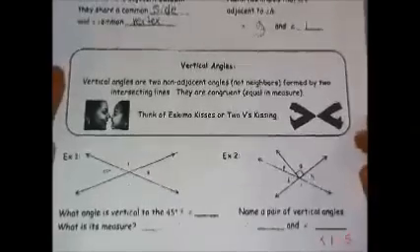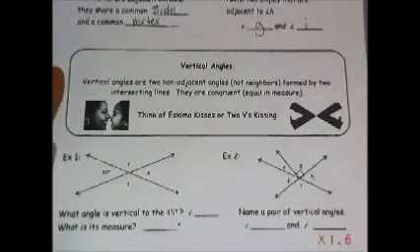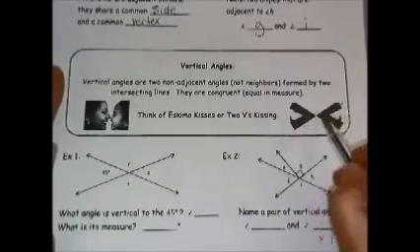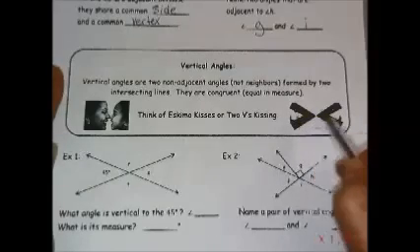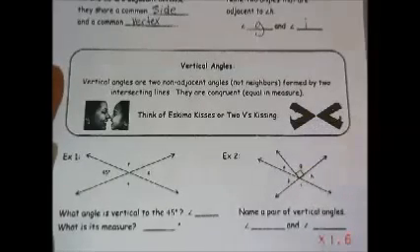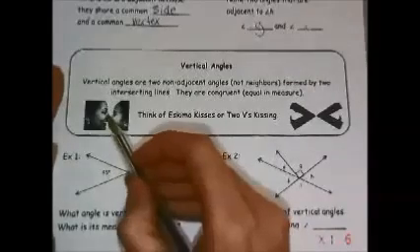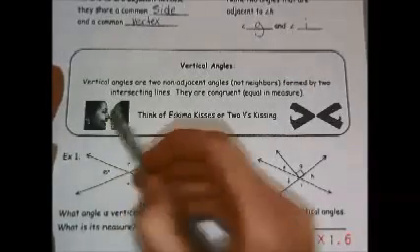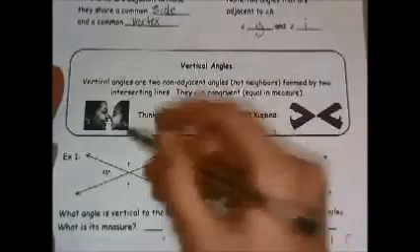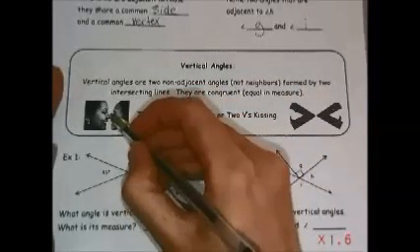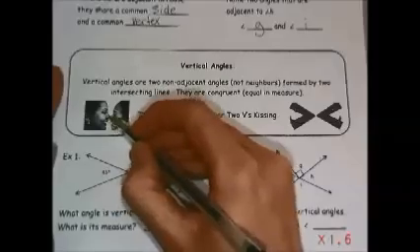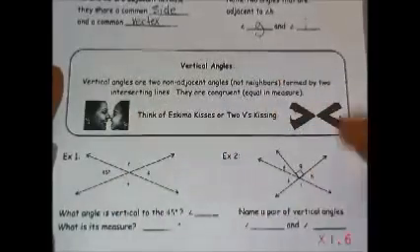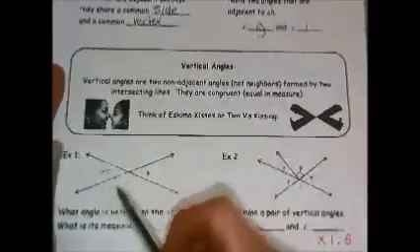Think of Eskimo kisses or two V's kissing. You see these two V's? Well, V's make me think of vertical, because vertical starts with V. And these two angles that they form are called vertical angles. And these two, the mom and the little girl, are Eskimo kissing. They're rubbing noses, and they form two vertical angles above their nose, and their noses actually form two vertical angles.